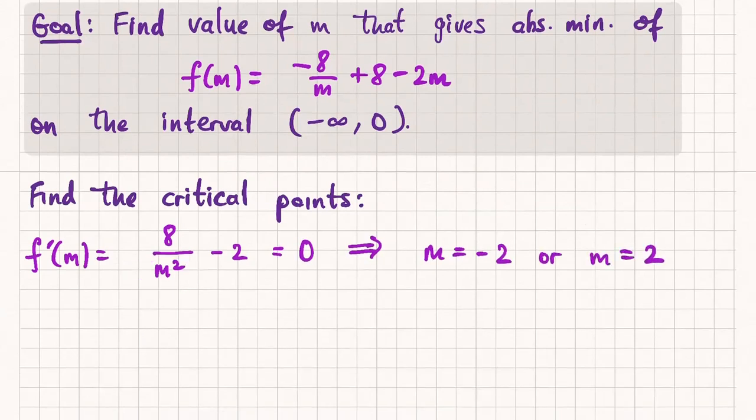Because when I take a square root, I'll get 2. However, m equals 2 is no good, right? I can only have a negative slope.